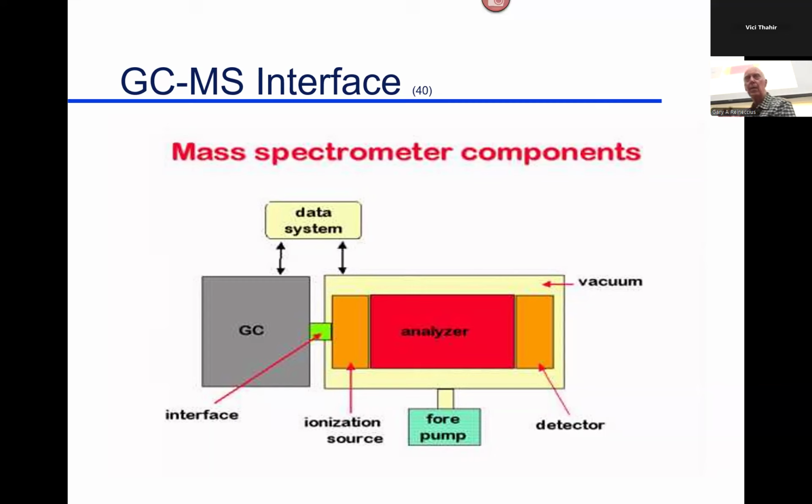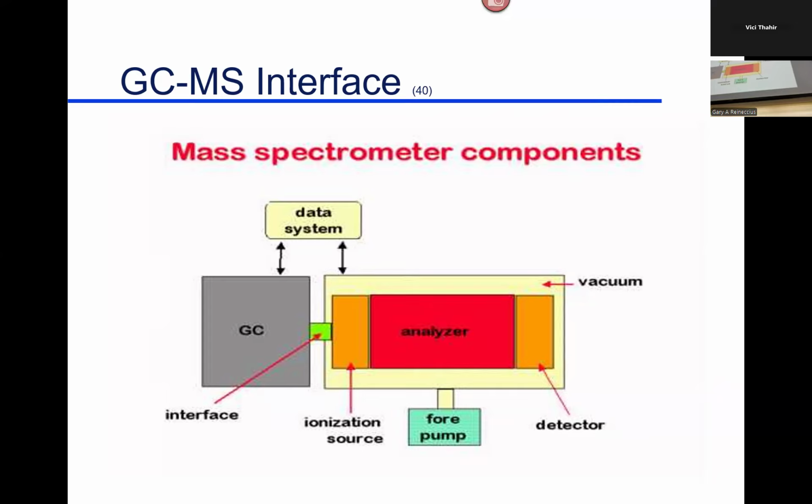So how many mass specs does Fernanda have at this point? Three, four, five? And they're all interfaced with gas chromatographs? Or do you have an LC in there someplace? You've got an LC too.